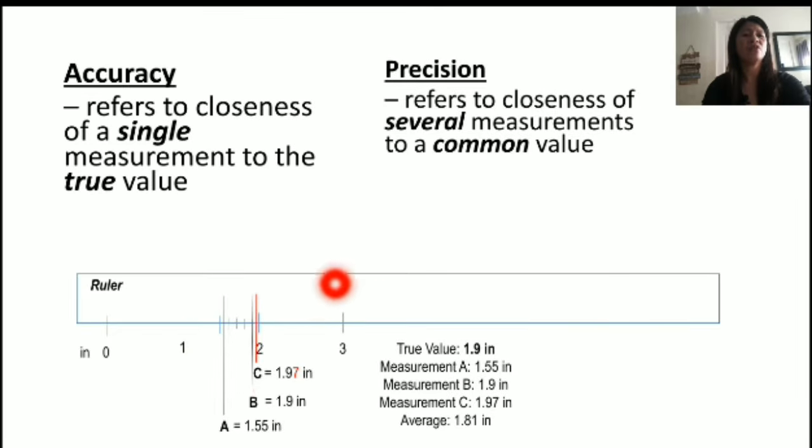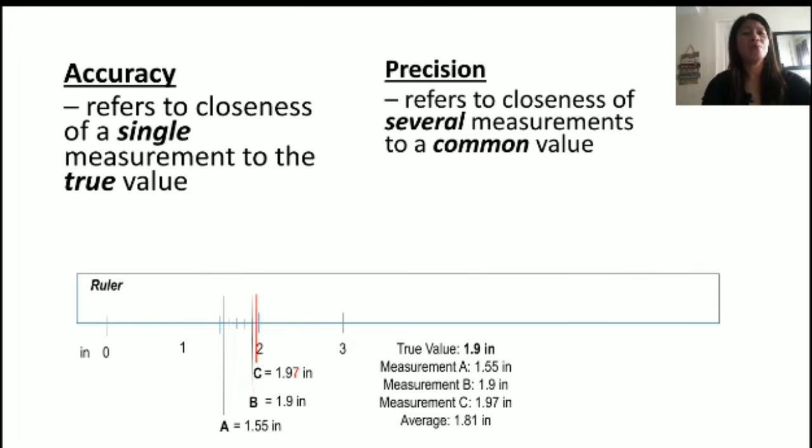For the precision of the measurement, we have to determine the common value. To determine the common value, we get the average of the 3 measurements. So getting the average of the 3 measurements, we add 1.55, 1.9, and 1.97 inches and divide the sum by 3. So you will get the average 1.81 inches.